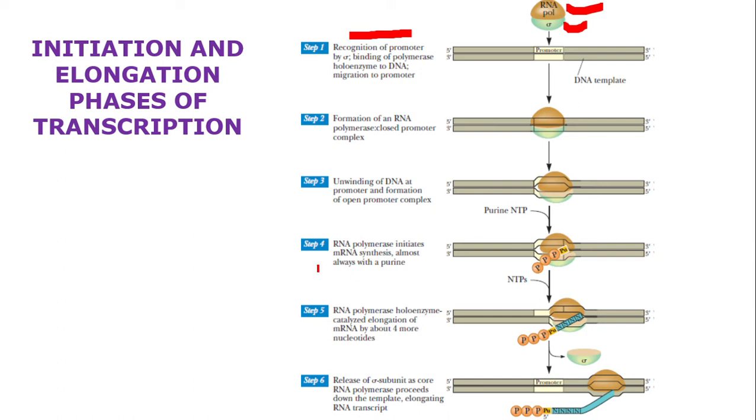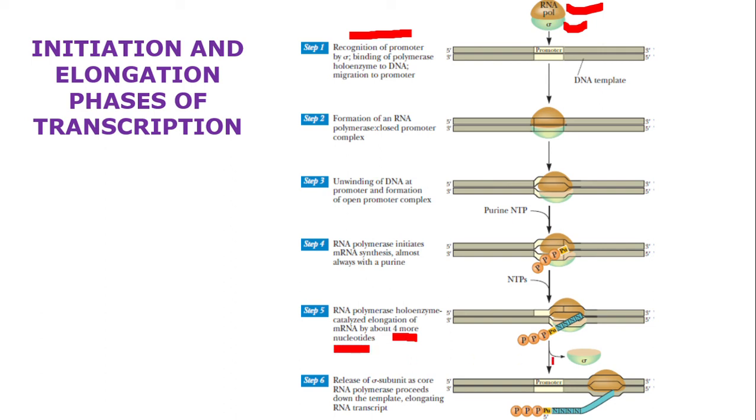Then fourth step, RNA polymerase initiates mRNA synthesis or RNA synthesis. It is always with a purine. Initiation means the first ribonucleotide is added. Remember, a primer is not required. Step 5, the RNA polymerase holoenzyme catalyzed elongation. More and more nucleotides are added. Why are they mentioning 4 nucleotides here?